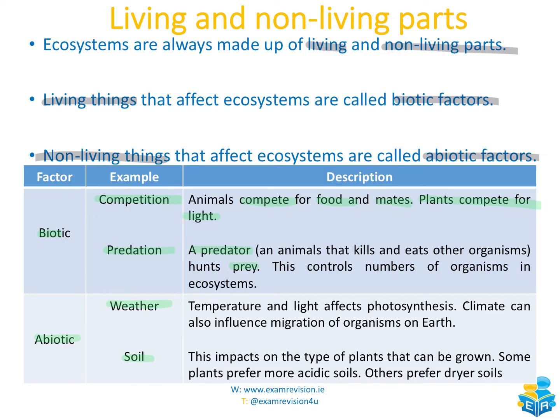Some non-living factors that affect the ecosystem. Well, weather, so temperature and light can affect photosynthesis. So that's how the plants make their own food. And climate can actually also influence the migration of organisms on Earth. So at particular times of the year, you might have certain organisms that will actually move or migrate to different areas where there might be more food or more shelter or more mates. Again, this is a non-living thing. Weather is non-living, but it's still affecting the ecosystem, so it's an abiotic factor.